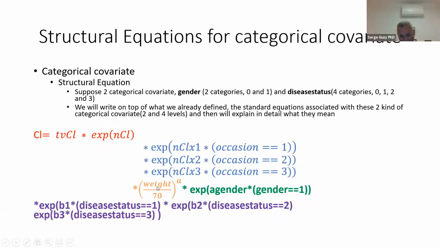And now what we need to do, suppose that we have two categorical covariates. A categorical covariate called gender, and let's assume that for gender we have two categories, 0 and 1. Let's say 1 for female and 0 for male. Okay. And suppose also that we have a disease status that has 4 categories, 0, 1, 2, and 3. For example, it could be a drug where the clearance depends on some categorical covariate that can have 4 categories.